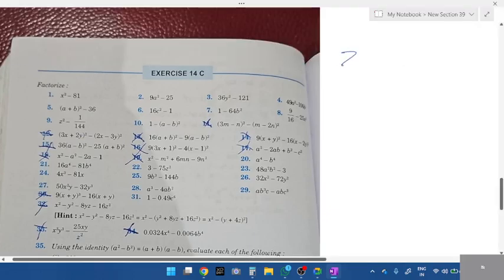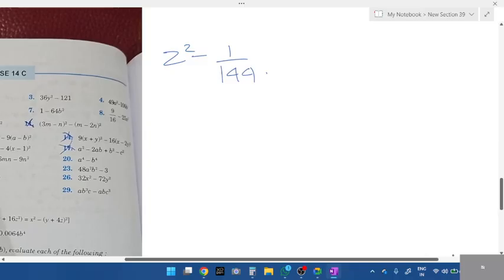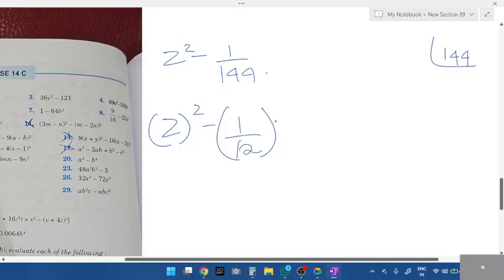All of you will be quick. Z square. Amani, answer this. What is 144, students? If you don't know factorize, I'll write this Z square. How much is 144? 12. So yeah, we have to write 1 by 12 the whole square. Is it clear?